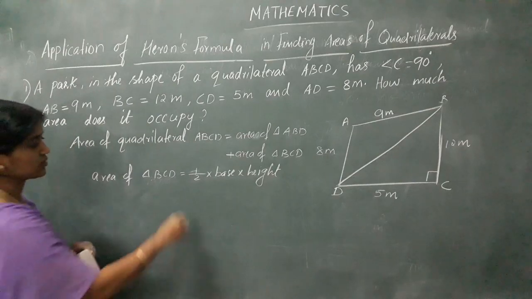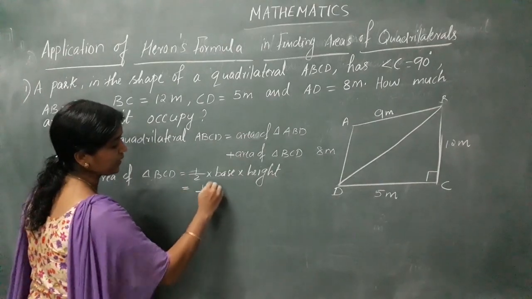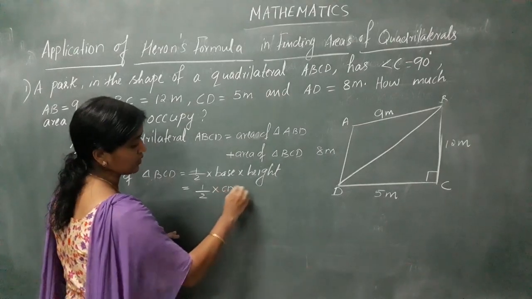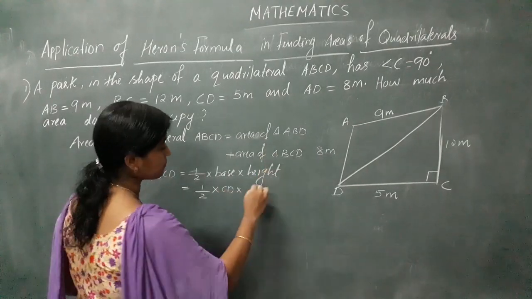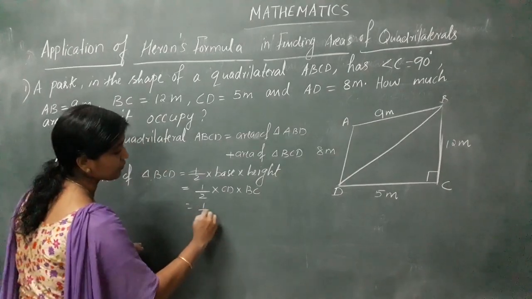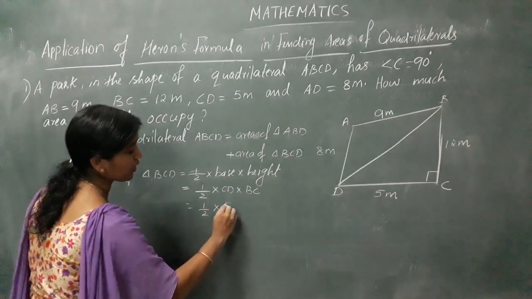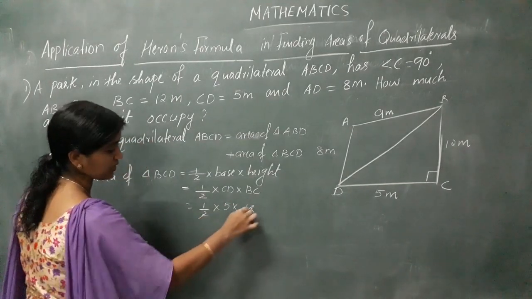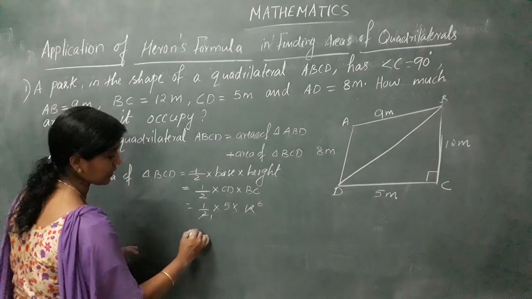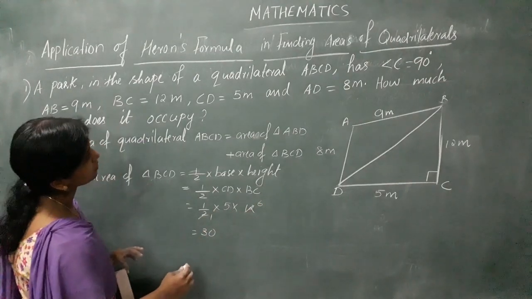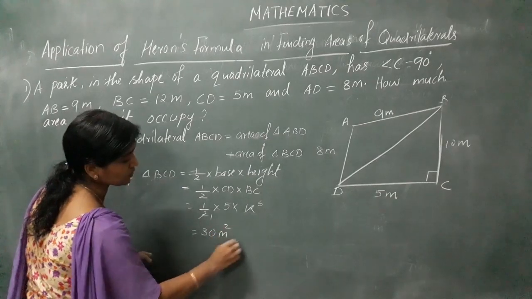Clear? So this is equal to half base, it is CD, into height. Height is BC, that is the perpendicular distance. So I get half into CD is 5, into BC is 12, which means I can cancel here. 1 times it is 6. I get 30. What is the unit here? Meter, isn't it? 30 meters square.